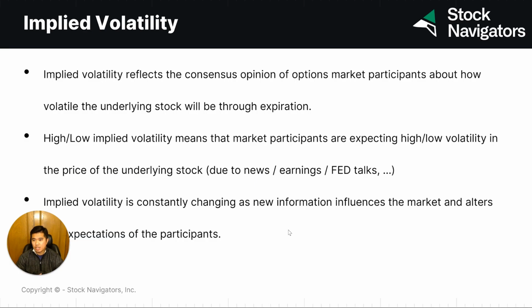By definition, implied volatility reflects the consensus opinion of options market participants about how volatile the underlying stock will be through expiration. High or low implied volatility means that market participants are expecting high or low volatility in the price of the underlying stock, maybe due to news. Good news or bad news may affect the stock price movement, or earnings, good or bad, may cause huge volatility in the option price and the stock price as well.